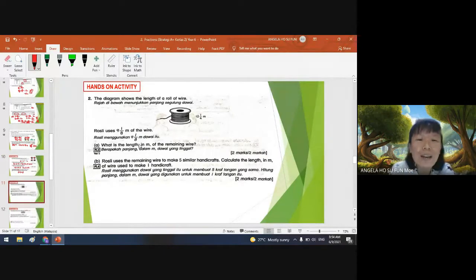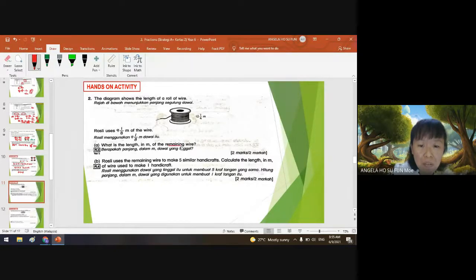A bit harder there. Not harder actually. Question, look, this is a roll of wire. Rosalie uses 9 1/8 meters of the wire. Altogether the wire in the roll is 12 1/4 meters. Rosalie uses 9 1/8 meters of the wire, maybe to tie something or to do something. Question A we're asking you: what is the length in meters of the remaining wire?